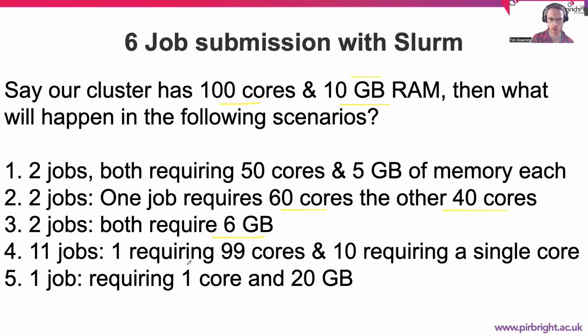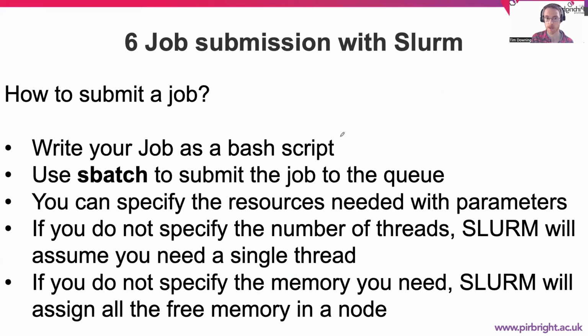And then if you have 11 jobs, one requiring 99 cores and 10 requiring a single core, then most Slurm type systems will run these single core tasks first to get them completed before tackling the one that requires the 99 cores. So that initially all 100 cores are running fast, and then at the end there'll be 9 cores that are completing the remaining tasks. And then if there's one job with a single core, just 20 gigs of RAM required, that will run away very quickly.